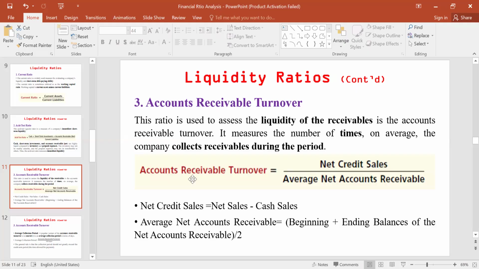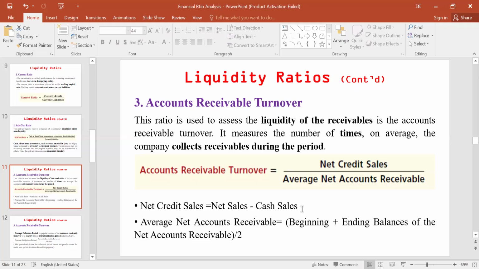Simple formula: account receivable turnover is equal to net credit sale divided by average net account receivable. Average account receivable means beginning account receivable plus ending account receivable, then divided by 2. And net credit sale you find by the formula: net credit sale is equal to net sale minus cash sales. Okay. So this ratio indicates how much time is taken to collect your money from your client or customer.